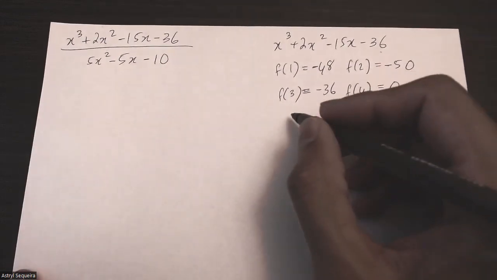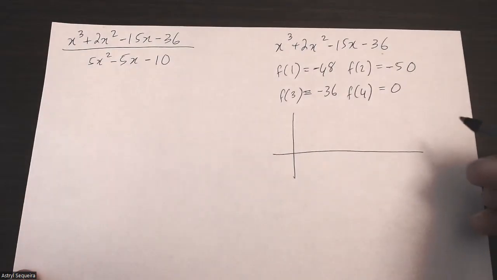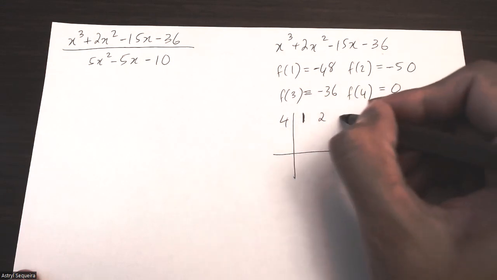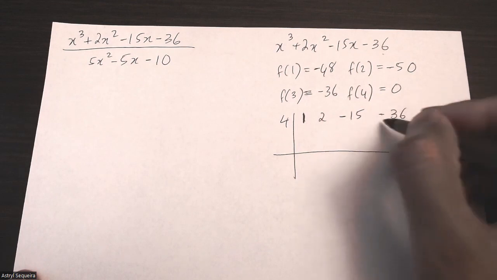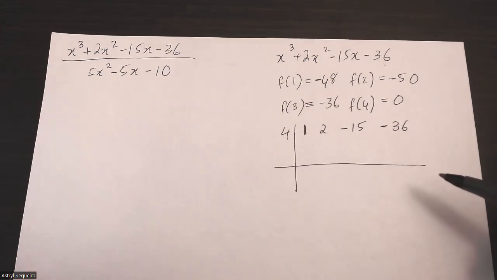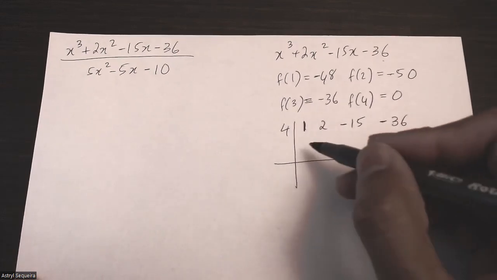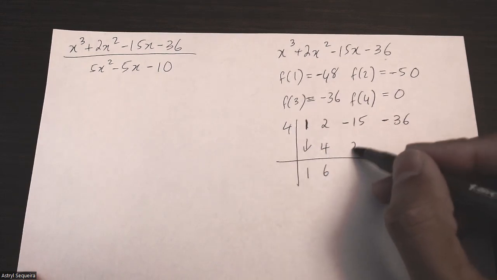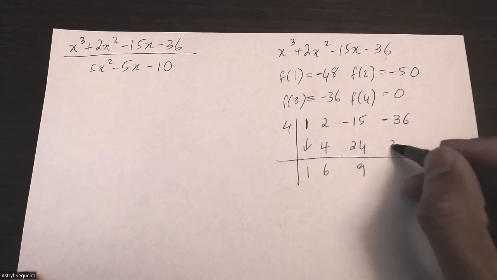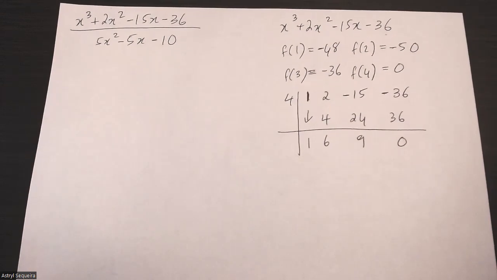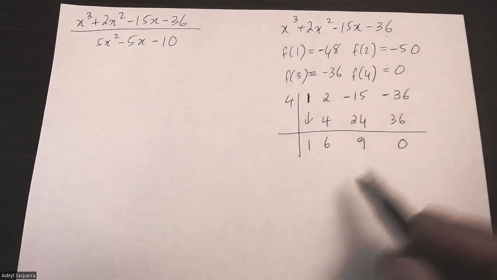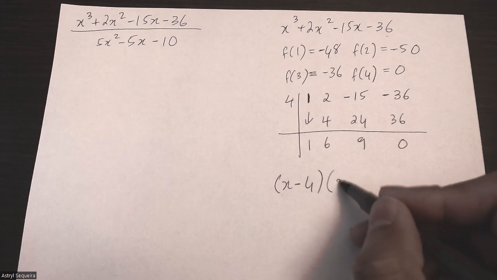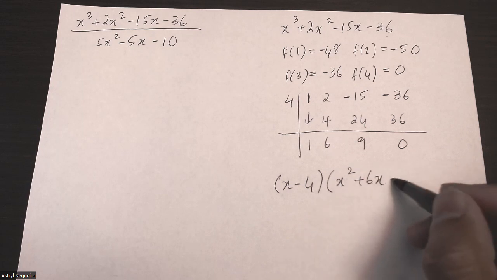I'm going to divide this using synthetic division. So 4, 1, 2, negative 15, negative 36. If you don't know how to do synthetic division, you can just do long division. You should end up with the same answer as me. So 1, 6, 9, 36, 0. So I can write this in factored form now as x minus 4. That's from the factor there. And these are the coefficients of my equation, x squared plus 6x plus 9.